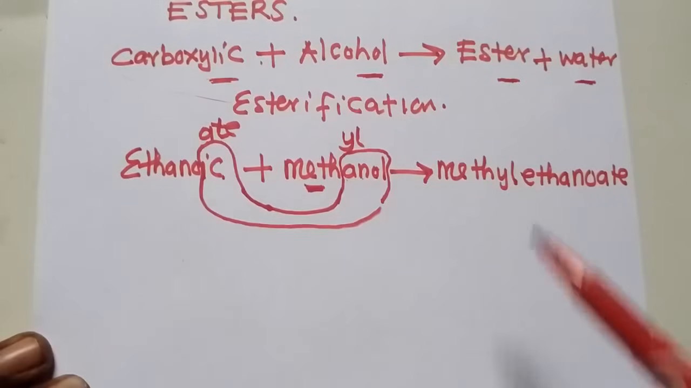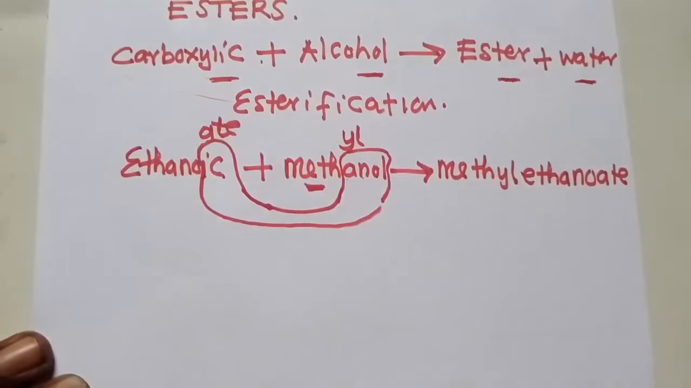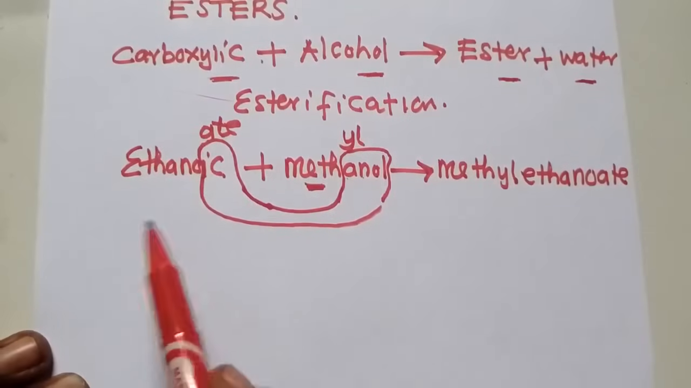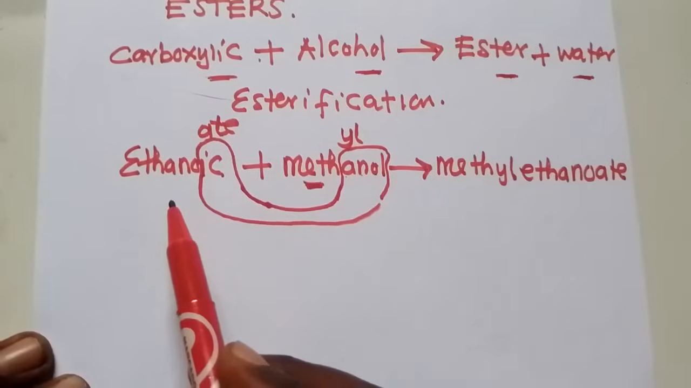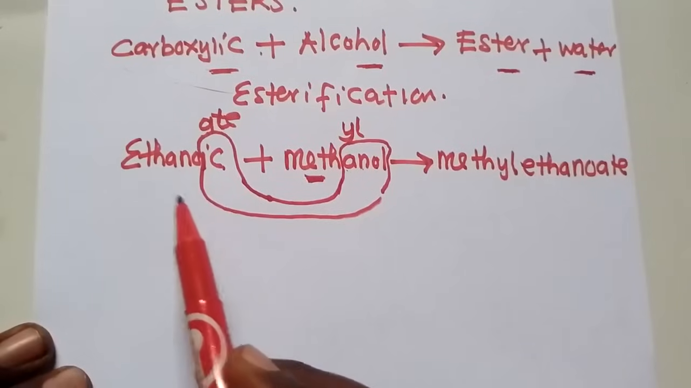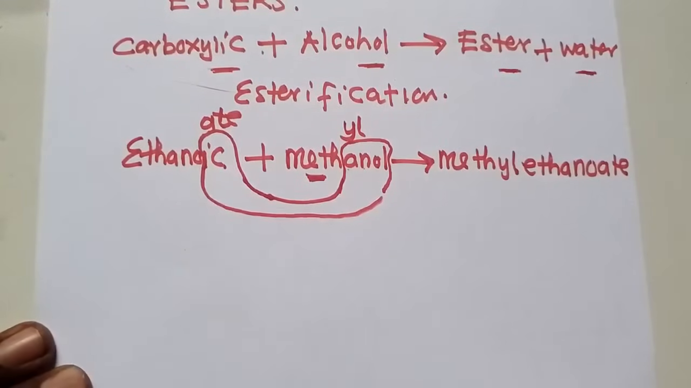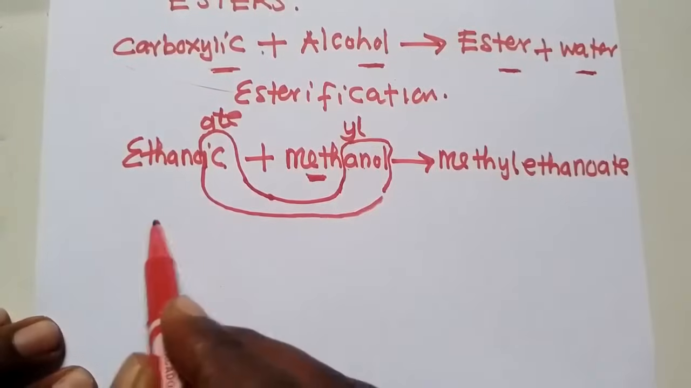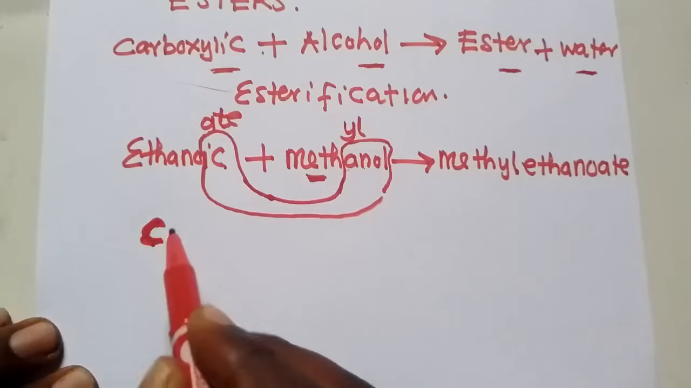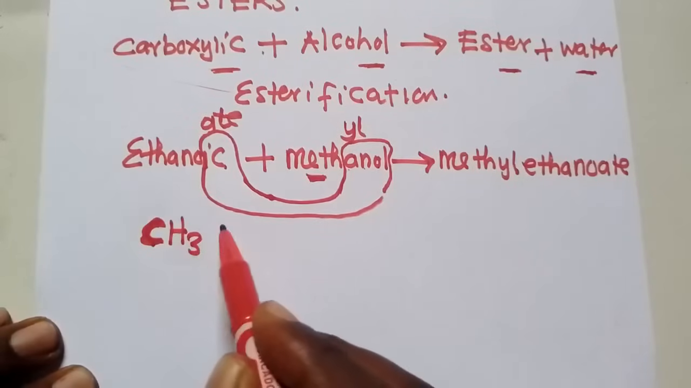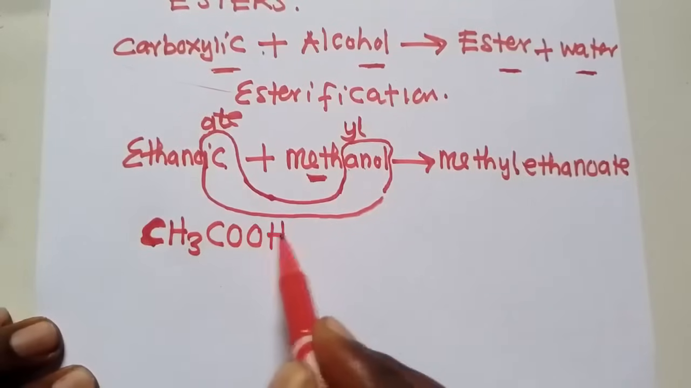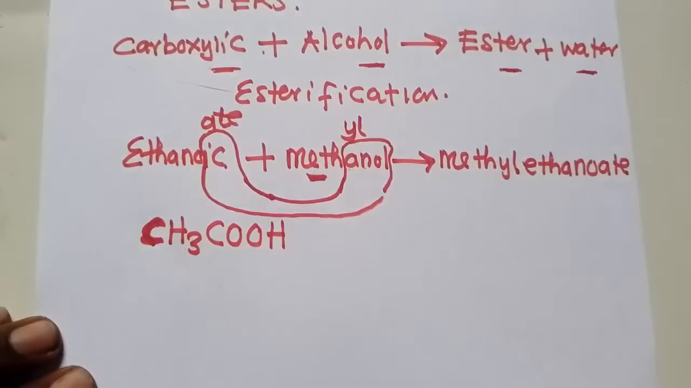So now, how is the chemical formula? We are going to put down this one. This is ethanoic acid. How do we write ethanoic acid? Ethanoic acid is just like this. It is CH3COOH. This is ethanoic acid.